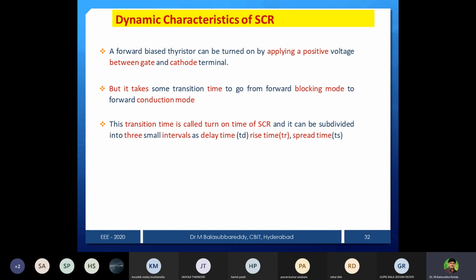Some books mention only two things: delay time and rise time. The spread time is just optional, it is a very small time only. Anyhow, I will explain that part also. So these are the three intervals. The sum of these three intervals is nothing but the turn on time. So T on is nothing but delay time plus rise time plus spread time.